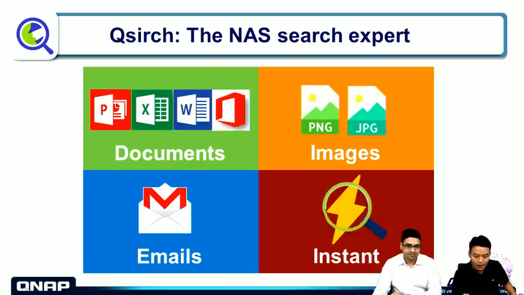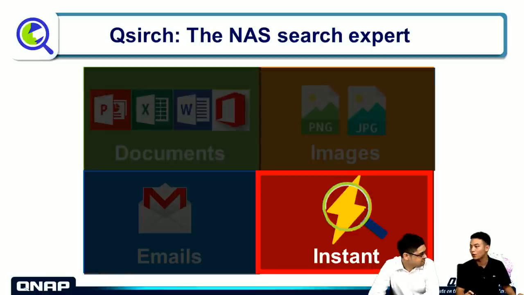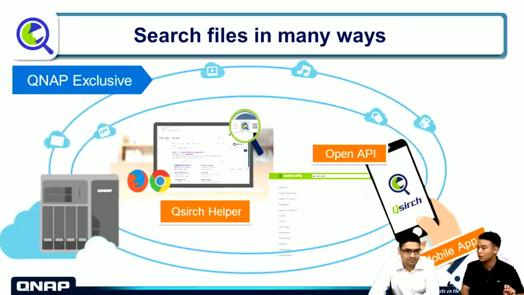And there is something that we believe people will be very happy to know about QSearch, that we are providing two little extensions on the browser, covering Chrome browser and Firefox. This tiny QSearch helper creates a little window on the right side of the browser. So when you are searching content on Google, might be about photos or something, it will simultaneously search for the files in your NAS. The Google results will of course be in the center, and every content in your NAS that matches the keyword will also be in the little window.